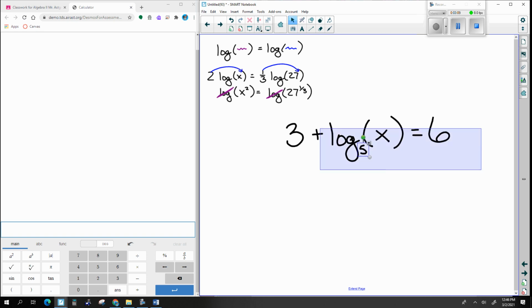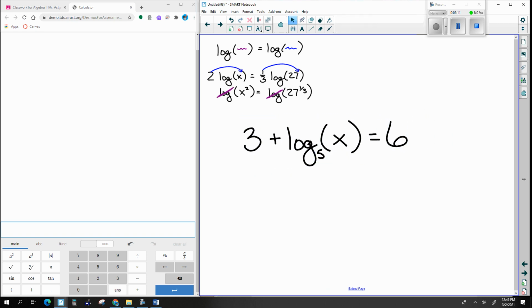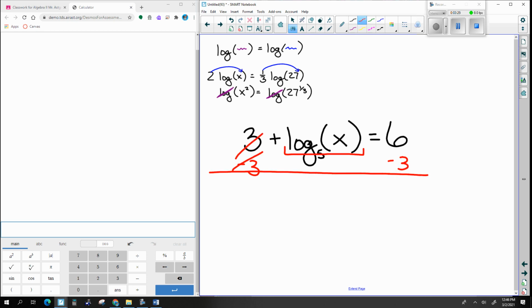When you have a log just on one side, so you don't have 2 logs in the problem, my advice is isolate the log. Get the log all by itself. Whether you need to put numbers up into the log or you just need to do some basic math, like here I would subtract 3, that would isolate your log.